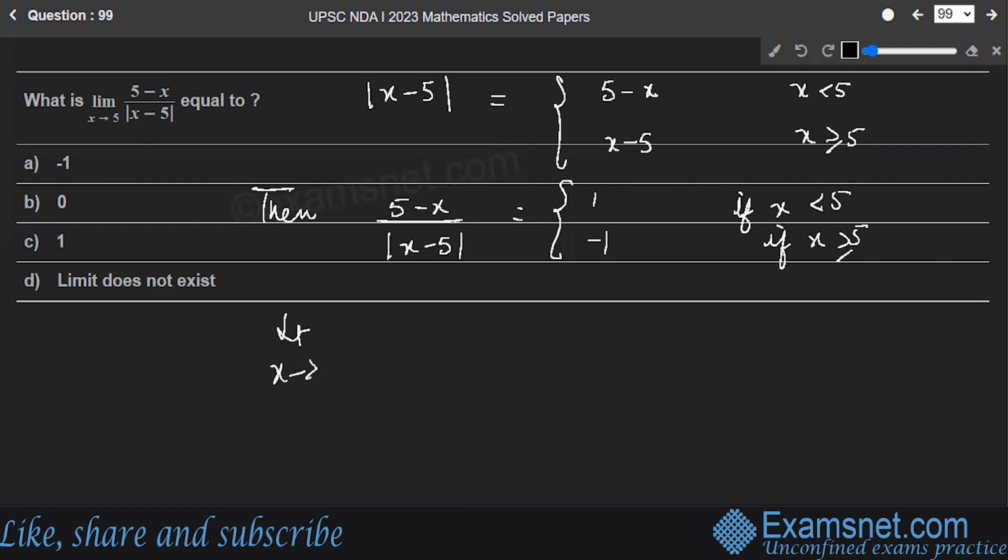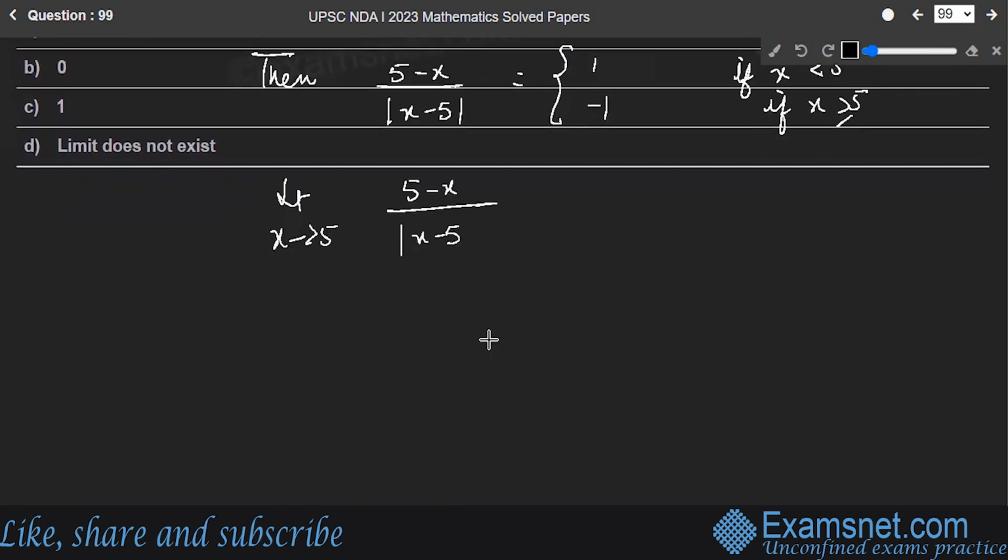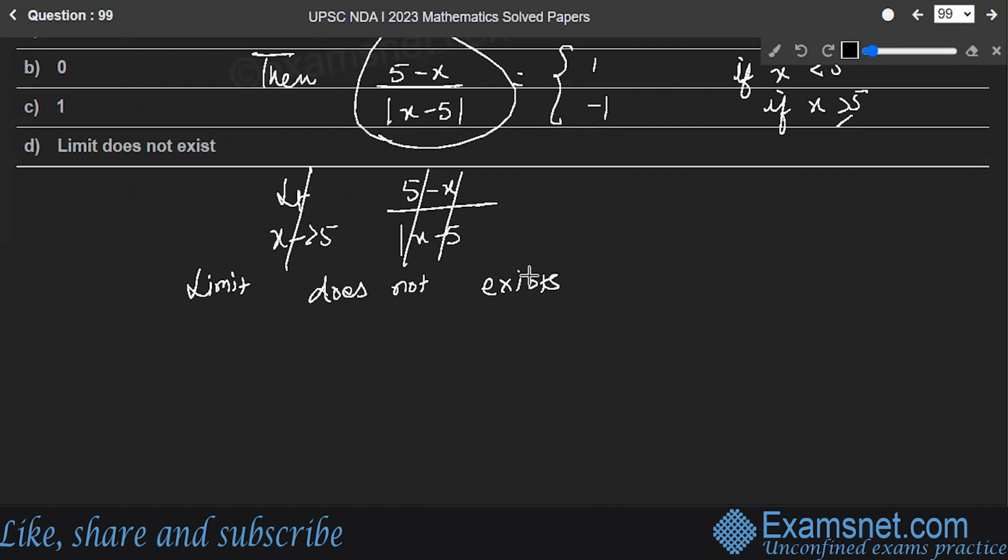Limit x approaching 5 of 5 minus x upon this. One thing is there, this limit does not exist, because the left side gives 1 whereas the right side gives minus 1. That means the limit does not exist. This is option D. Hope you got that.